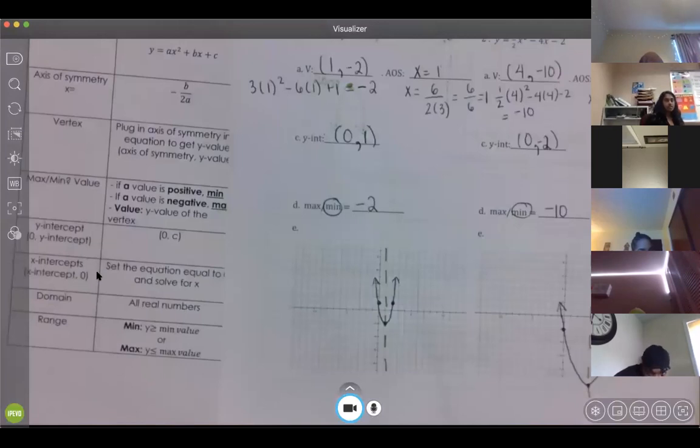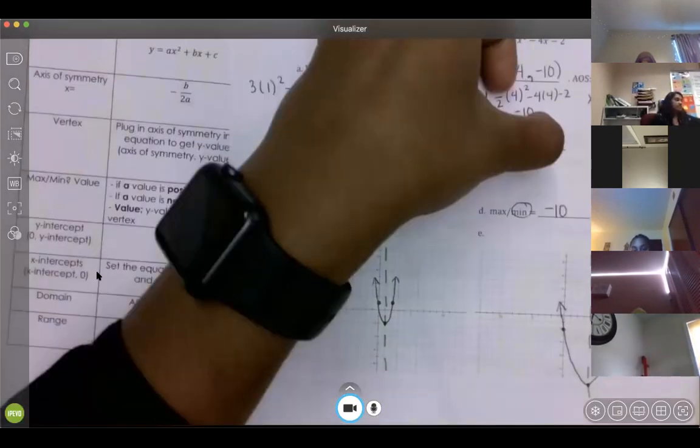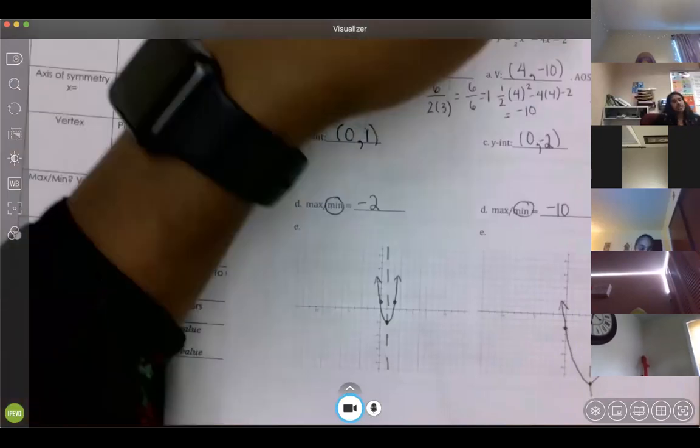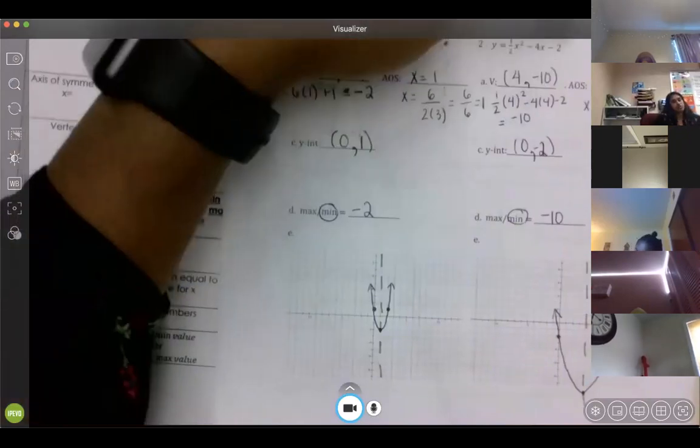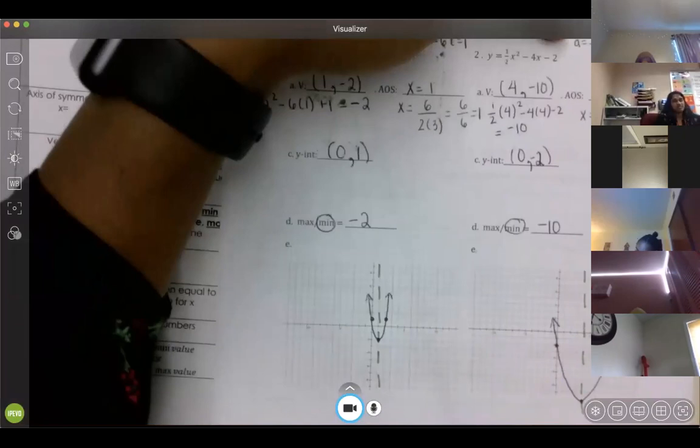Any questions on part E? I'm still confused with how you got -2 on the y-intercept. How I got -2 on the y-intercept? Yeah. It's always 0, comma, whatever your C value is. So your C value is -2. Does that make sense? Yeah.